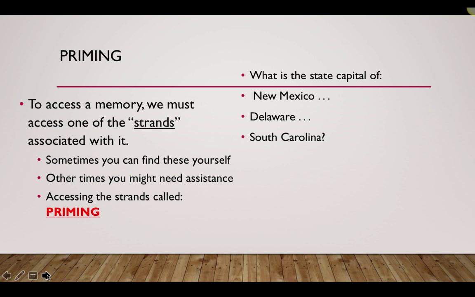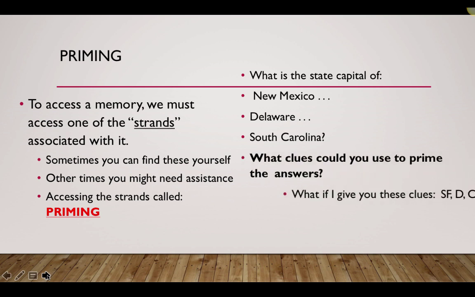If you can't remember those, there's probably some clues. What could we do to help you access those state capitals? How could we prime you? What would be a memory cue? What if I gave you the letters or initials, SF for New Mexico? Delaware, we gave you a D for the state capital, and for South Carolina capital, gave you a C.